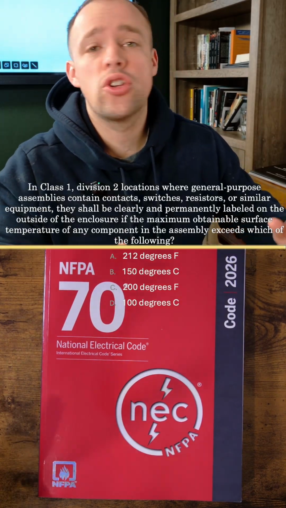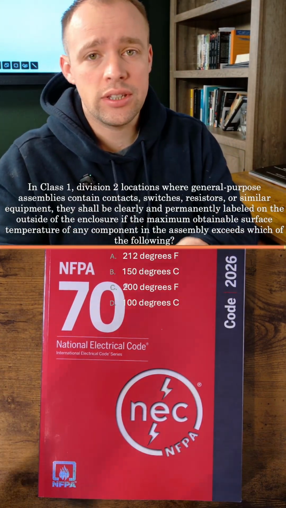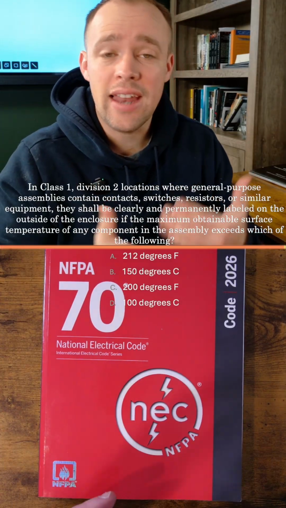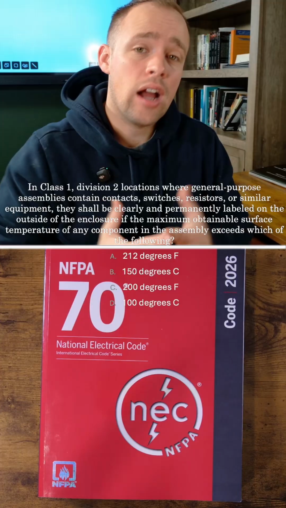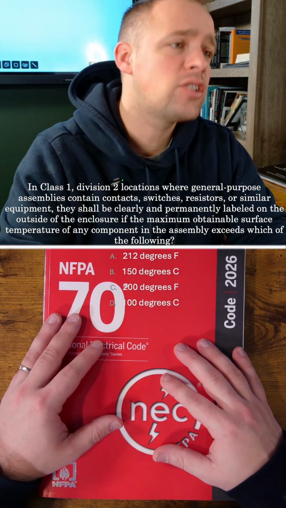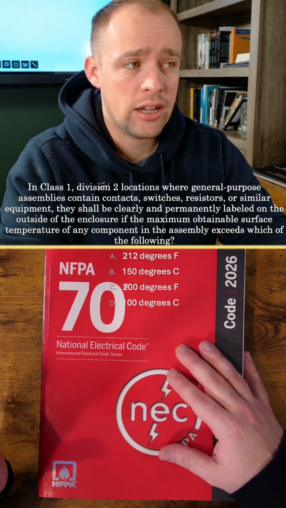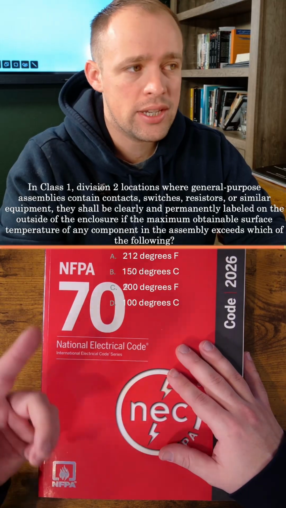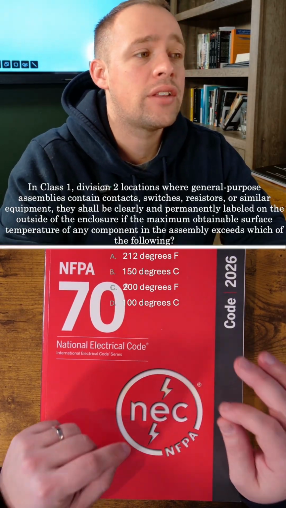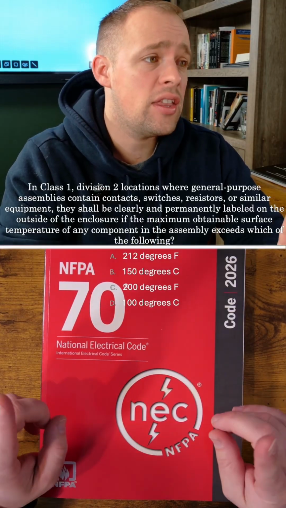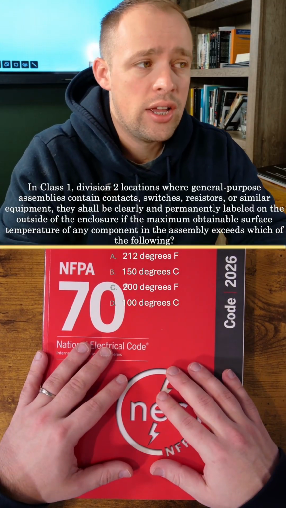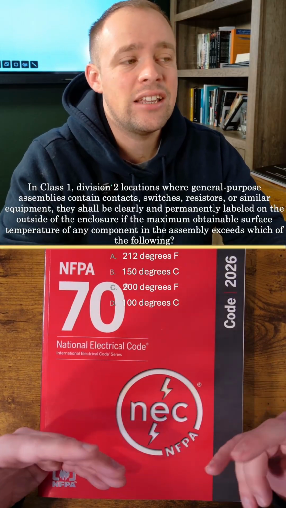Electricians, let's answer that question of the day I challenged you with recently. I'm going to show you how to find the answer using my navigation method that I teach in our book, A Comprehensive Guide. So the question reads, in Class 1 Division 2 locations where general purpose assemblies contain contact switches, resistors, or similar equipment, they shall be clearly and permanently labeled on the outside of the enclosure if the maximum obtainable surface temperature of any component in the assembly exceeds which of the following.